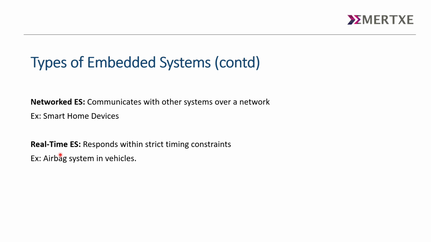The other category is real-time embedded systems. They respond within strict timing constraints. A real-time example is the airbag system in vehicles. When a particular timing arises, these airbags are programmed to work. So these are the three categories of embedded systems.